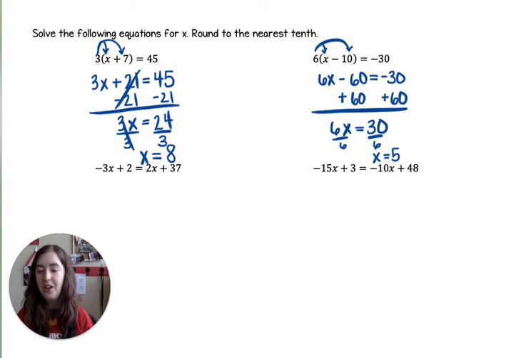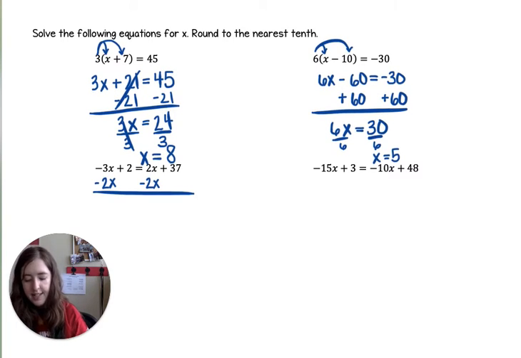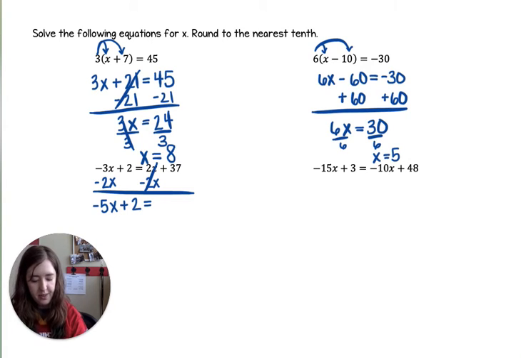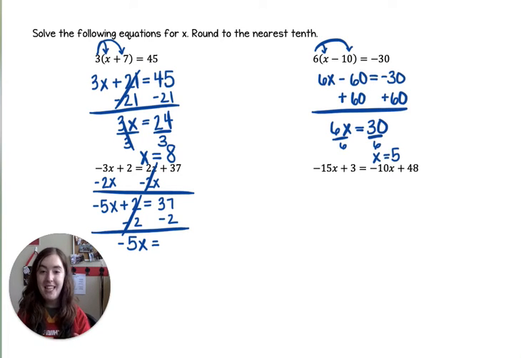What I think I'm going to do to solve this problem is to move 2x to the other side. So I'm going to subtract 2x on both sides. So negative 3x minus 2x is negative 5x. Still have that plus 2 equals. These add to 0, and then I'm left with 37. So then I need to subtract 2 from both sides to start getting x by itself. My 2's will add to 0, so I'm still left with negative 5x on one side. And 37 minus 2 is 35.